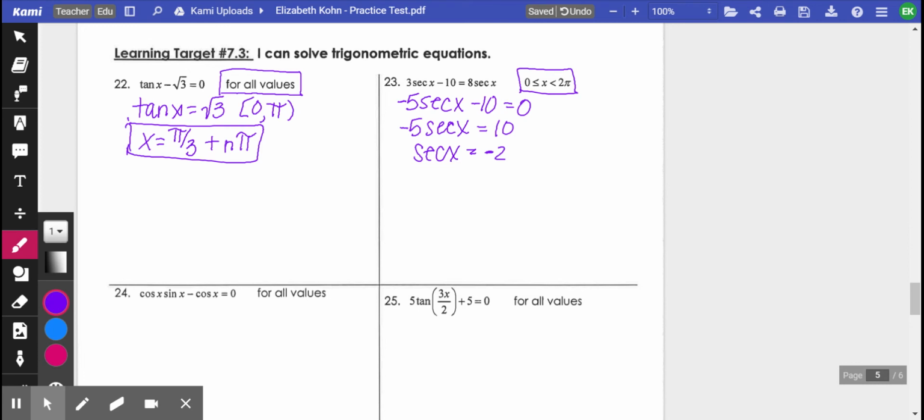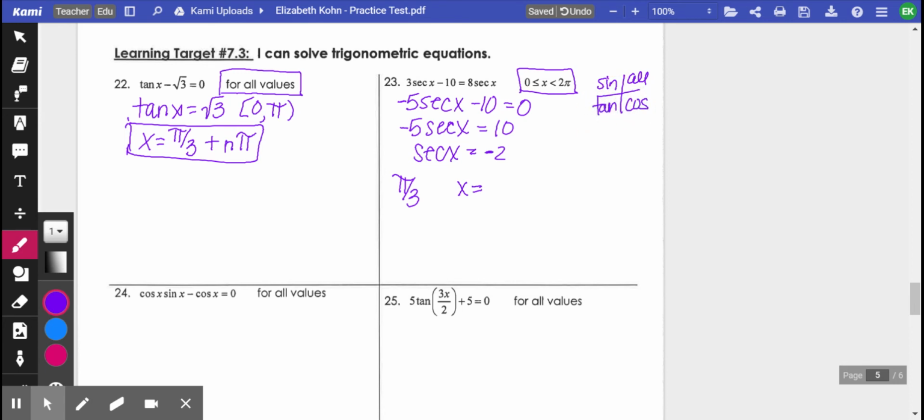Again, I want to go back to my triangles. I know secant goes with cosine, so I'm really looking for where is cosine 1/2. And that would be at a pi over 3 angle. But because it's negative, I have to think about which pi over 3 values have a negative cosine. I'm going to go back to my quadrants. I know that in the first quadrant, all the trig functions are positive. In the second quadrant, it's sine. Third is tangent. Fourth is cosine.